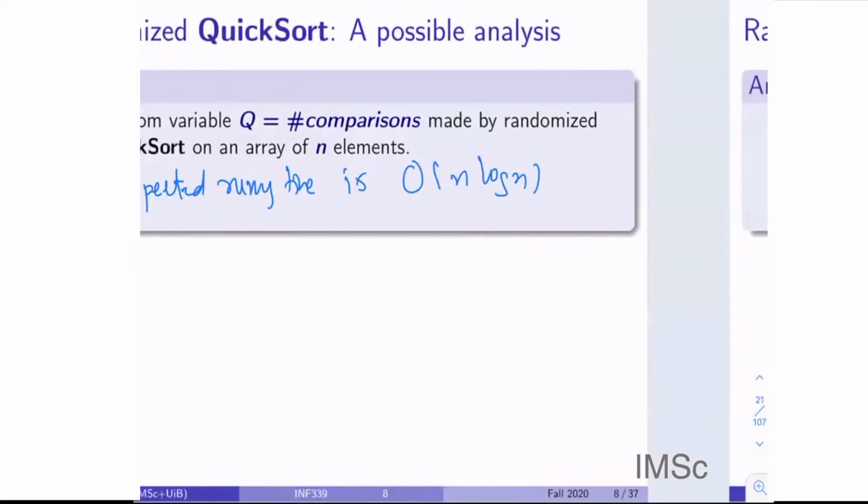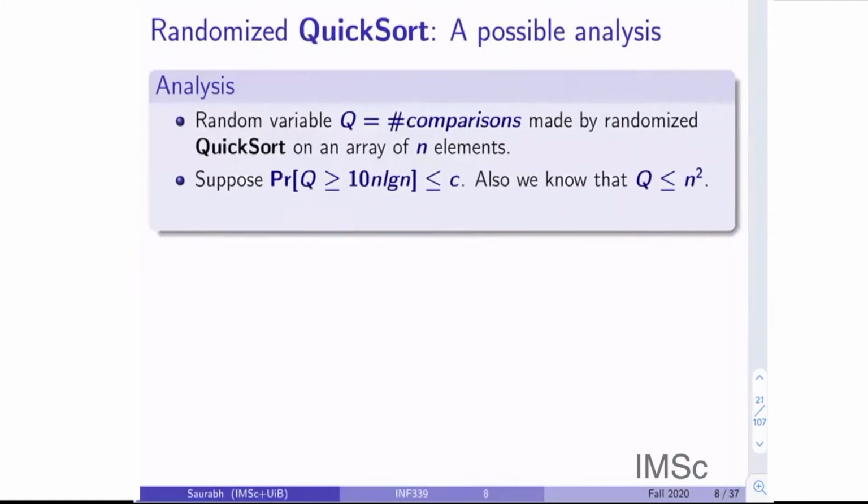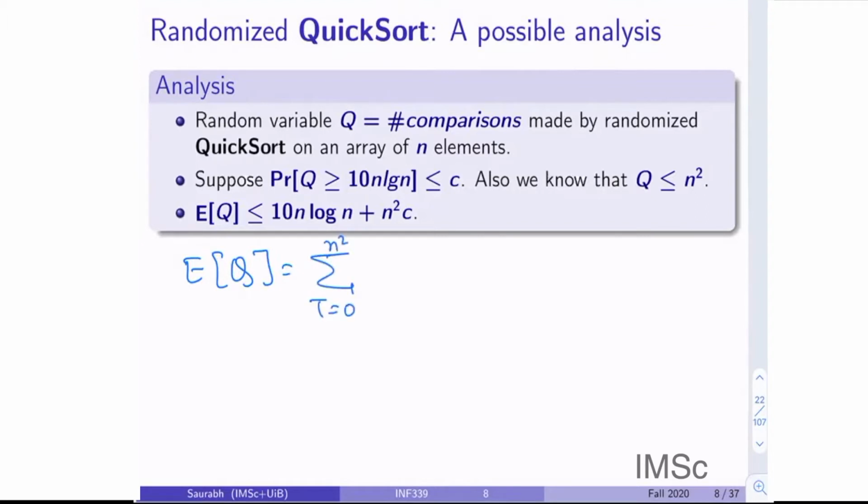A possible analysis could be: if I could show that the probability that Q is greater than 10 n log n is small, and we also know that Q is less than or equal to n squared, then what can we say? Let's try to understand. This is what I claim, that the expectation of Q is this. Why? What is the expectation of Q? Look, it is over the possible numbers of comparisons, so I can write it as the summation over t equal to 0 to n squared of t times the probability that Q equals t.